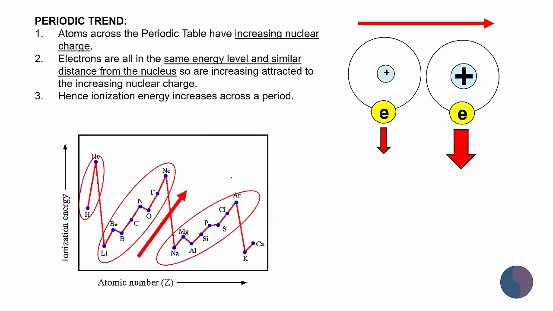So the periodic trend is a little simpler. The general trend is it's getting harder and harder. That's because they're all in the same shell, so they're all the same distance from the nucleus, but the nuclear charge is increasing as you go across the period, and so of course it's harder and harder to remove the first electron from an element as you go across. So ionisation energy increases across a period.